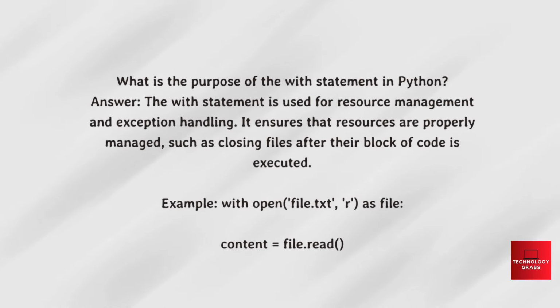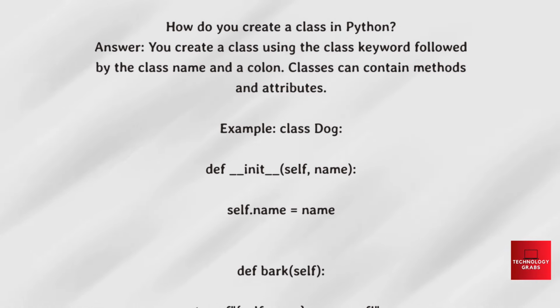What is the purpose of the with statement in Python? Answer: the with statement is used for resource management and exception handling. It ensures that resources are properly managed, such as closing files after their block of code is executed. Example: with open("file.txt", "r") as file: content = file.read().